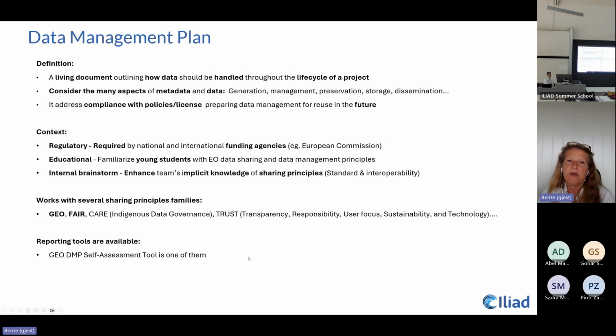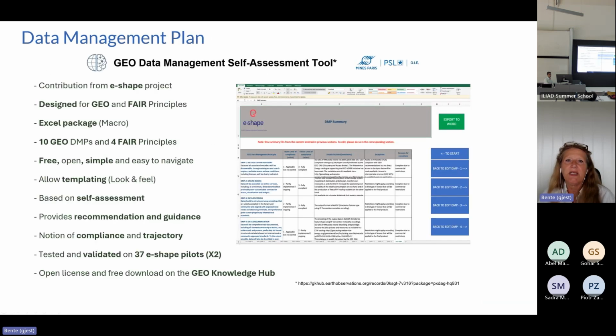And there are some reporting tools available, and I will highly recommend that you visit the GEO Knowledge Hub, where you can find the GEO Data Management Self-Assessment Tool. And it's produced mainly by Mines Paris Tech. So you see here, and you can see many examples from an e-shape project, which is its applications and services. And so you can have a lot of best practices on how they are using this tool.